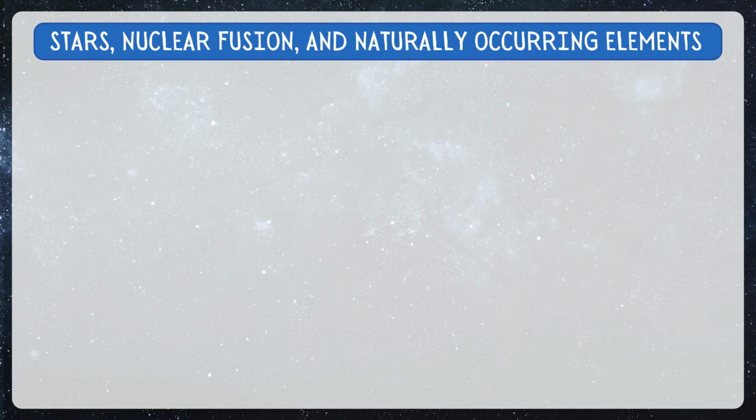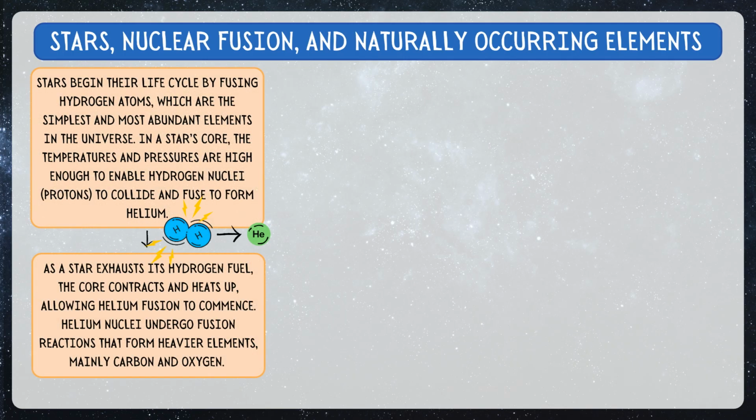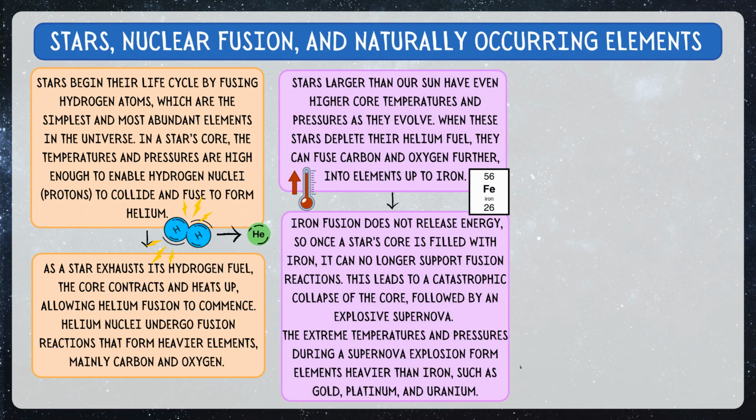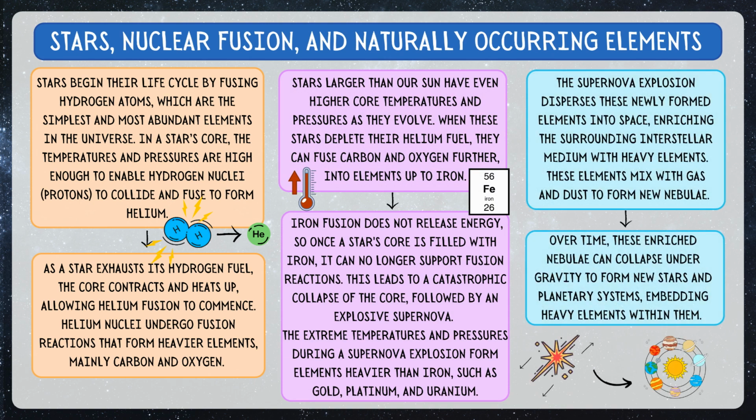In today's lesson, we delved into how naturally occurring elements are produced through nuclear fusion reactions in stars. We started by understanding hydrogen fusion in young stars, where hydrogen nuclei fuse to form helium, releasing energy. As stars deplete their hydrogen, they engage in helium fusion, creating heavier elements like carbon and oxygen. We examined how more massive stars can fuse even heavier elements such as neon, magnesium, and silicon, continuing up to iron. These stars eventually explode as supernovae, where extreme conditions create elements heavier than iron, such as gold and uranium.